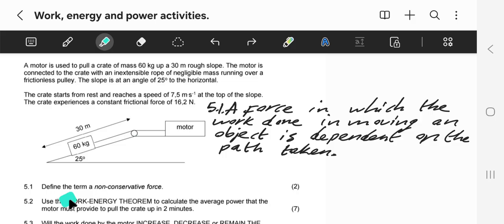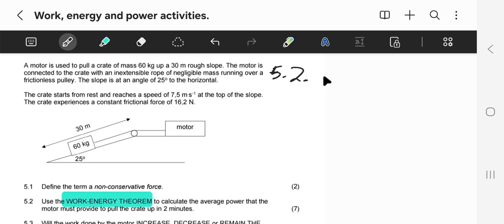So the instruction here is clear. They are saying we have to use the work energy theorem. So there's no other formula you should think of here. Normally they say using energy principles, but here we are supposed to use the work energy theorem. So guys, the work energy theorem is what? W net is equal to delta EK.